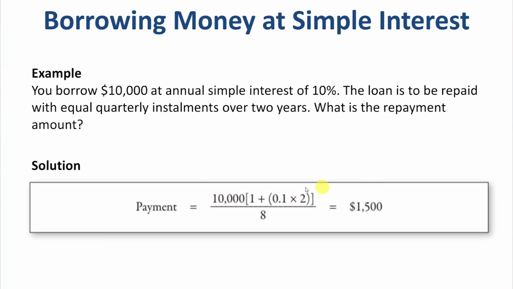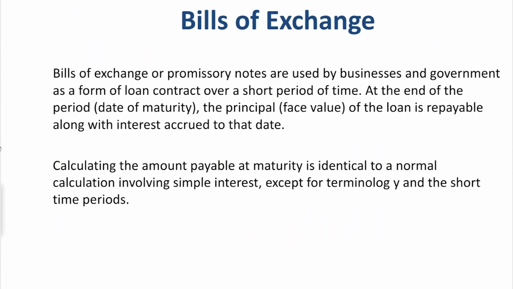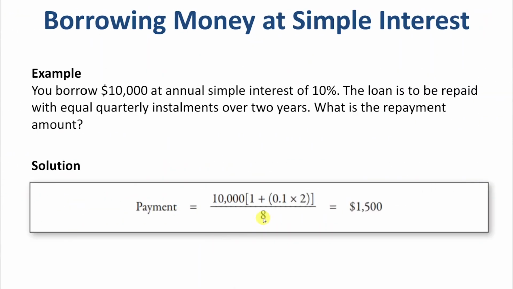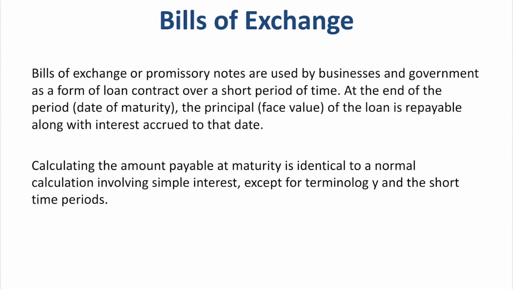So this is another example, with a principal of $10,000 for 2 years at a rate of 10%. We're going to pay quarterly, so every quarter you need to pay $1,500. The reason that it's 8 is because it's a quarterly payment. So you have a total of 4 payments a year for 2 years. So therefore, there are 8 periods of payment. So each period of payment is $1,500.